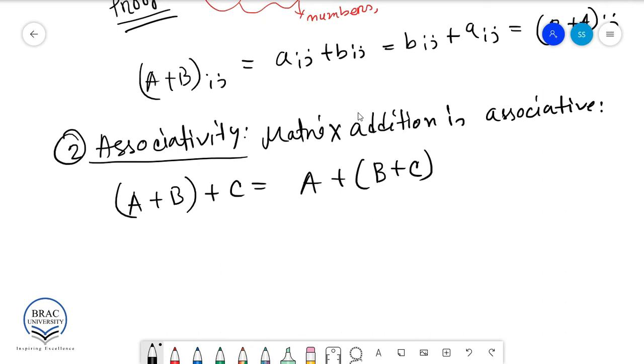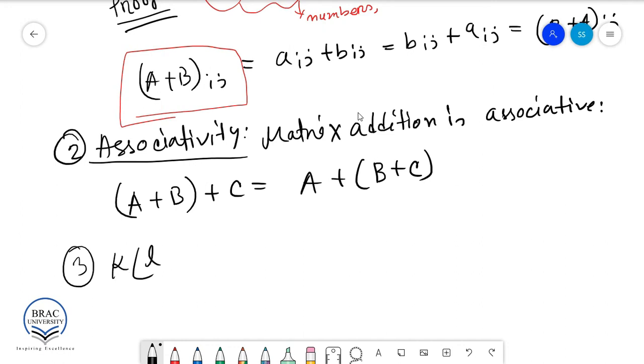Again, you can prove it by a similar method that is shown here. That is, you just write out the components and you just shuffle them, and that is it. So this is the associativity. Next property we want to see is about scalar multiplication. That is, if you have two scalars, by scalar I mean numbers. So let's say one scalar is K, another scalar is L, and A is our matrix.